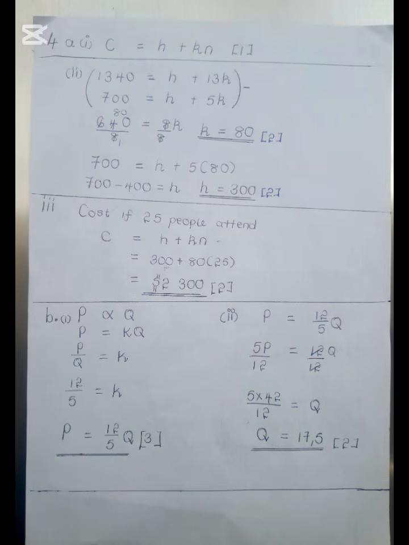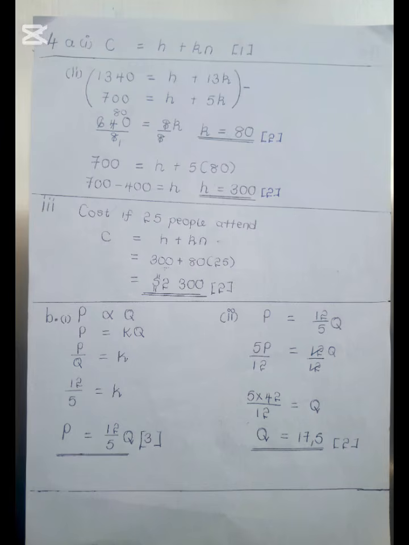700 is equal to H plus 5K. We substitute 80 on K, and then we say 5 times 80, 400. We shift it to the other side. It is going to be subtracted so that we get our H is 300. So if you get 80 is K and also H is 300, you get your 4 marks.